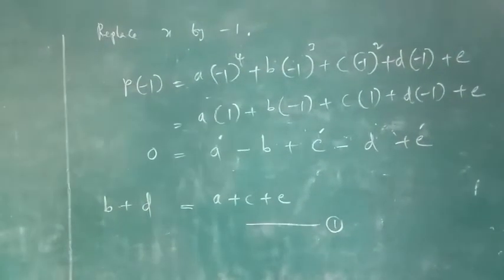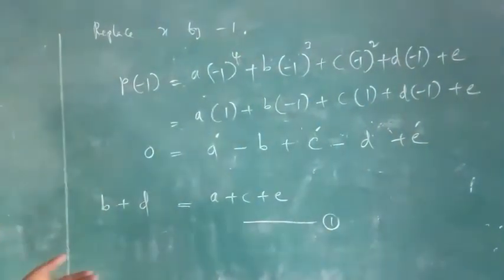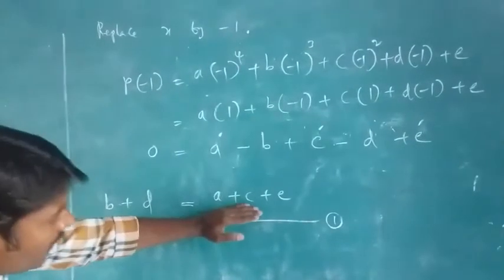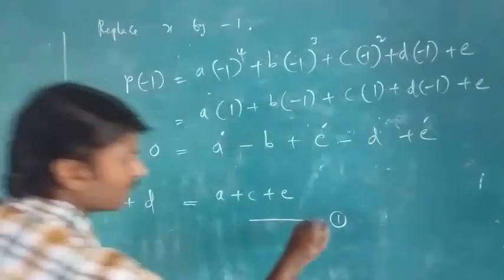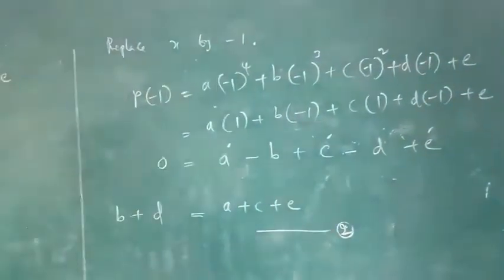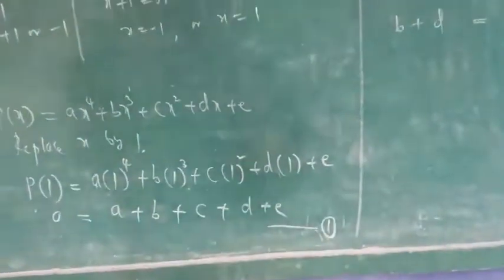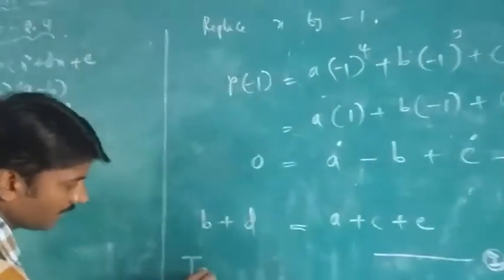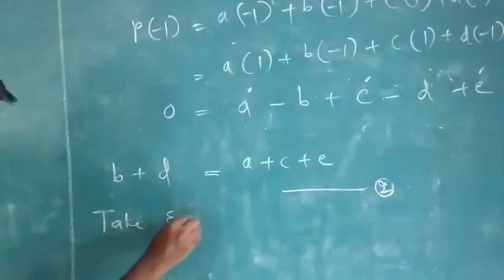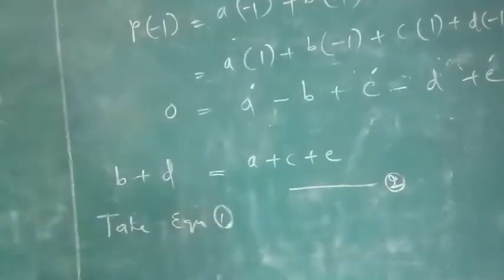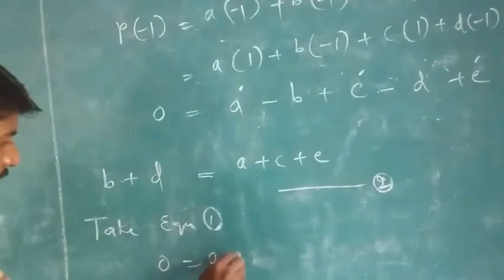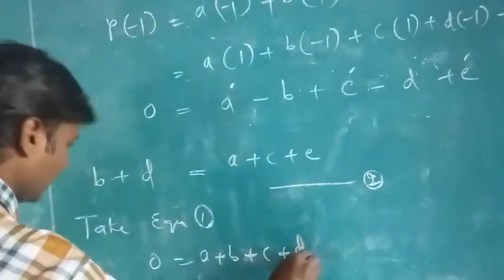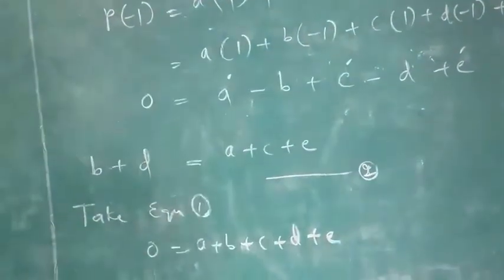We have to prove a plus c plus e is equal to b plus d is equal to 0. But we got now a plus c plus e is equal to b plus d. Do one thing. Take the second equation, which we previously got. Now replace in the second equation. Take equation 1, my first equation: 0 is equal to a plus b plus c plus d plus e.